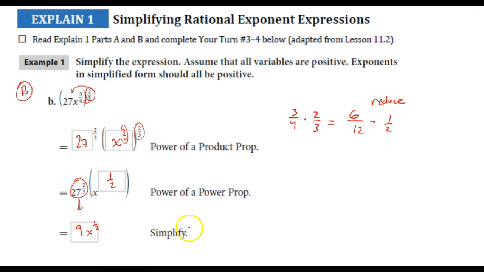Before we continue on, I actually want you to stop here and try and do the problems in your packet. I know we don't see that sign that says stop, but do the problems in your packet before we move on to explain 2, okay?